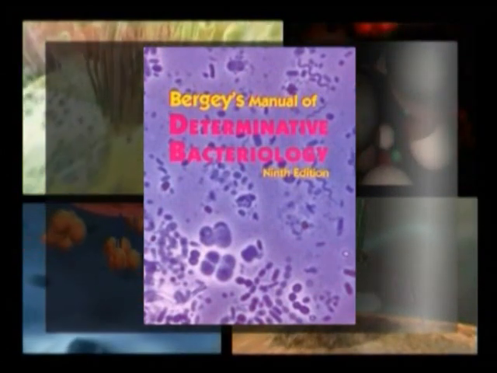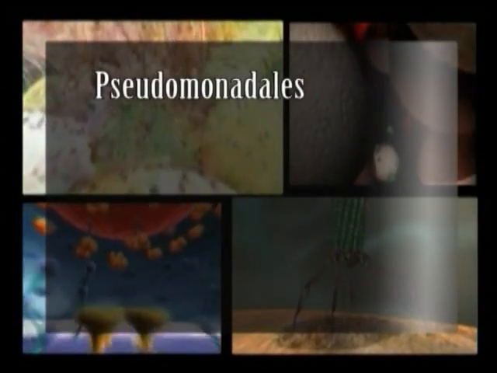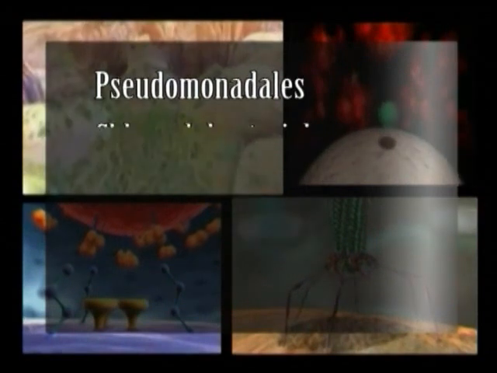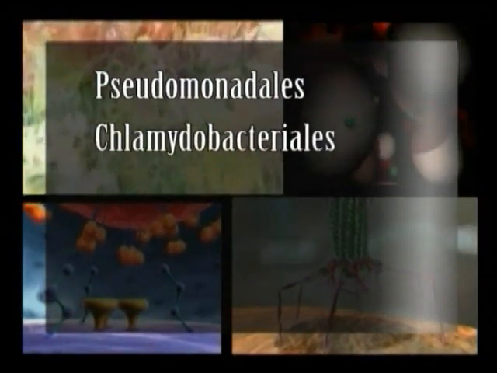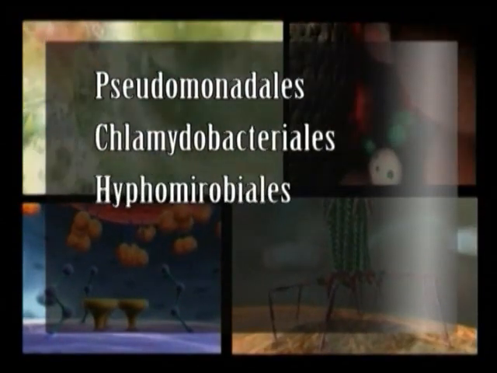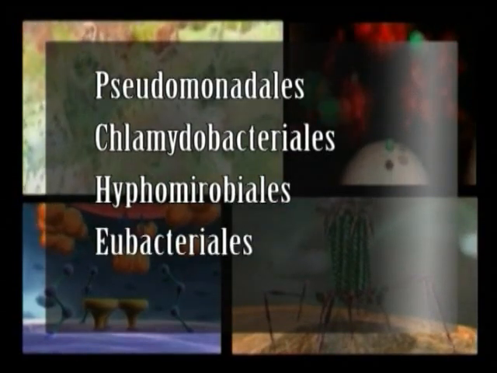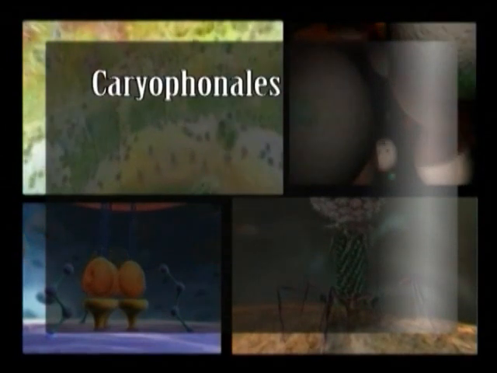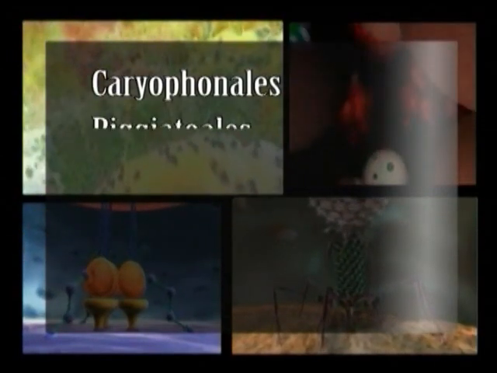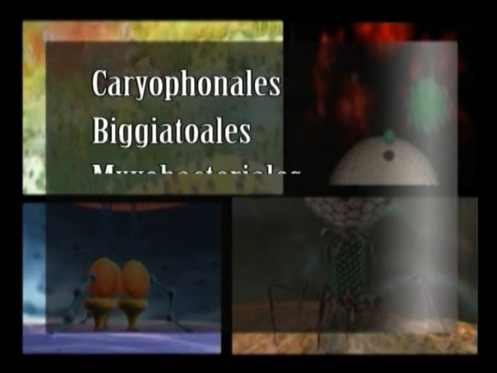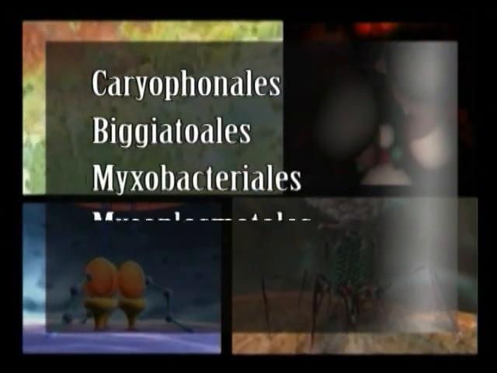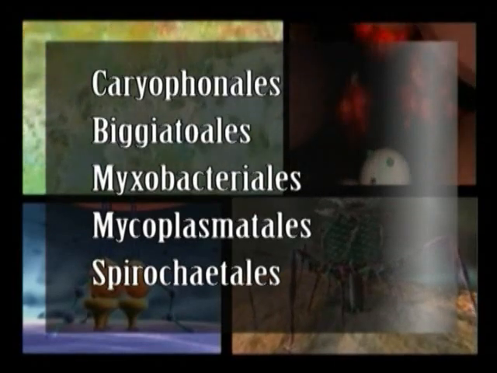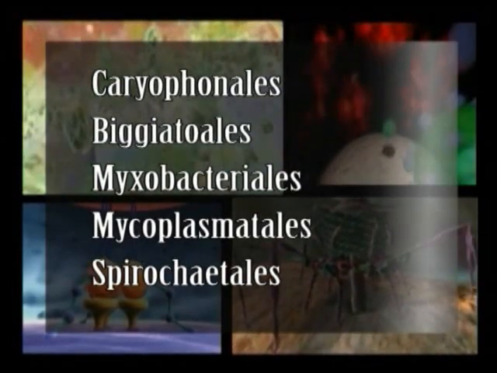Number 1, Pseudomonadales. Number 2, Chlamydobacteriales. Number 3, Hyphomicrobiales. 4th, Eubacteriales. 5th, Actinomycetales. 6th is Caryophanales. 7th, Beggiatoales. 8th is Myxobacteriales. 9th, Mycoplasmatales, and 10th, Spirochaetales.